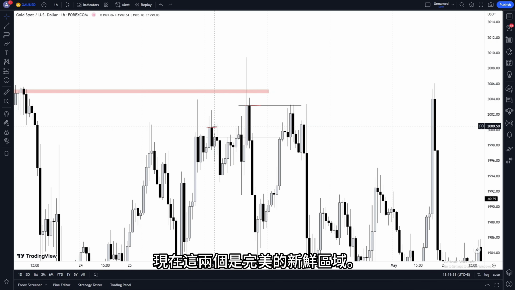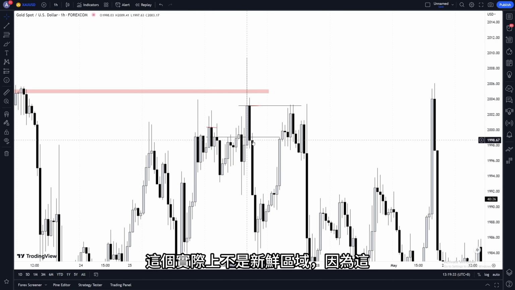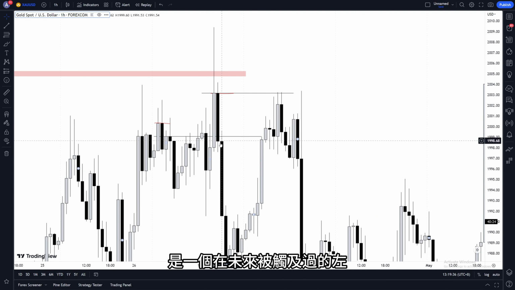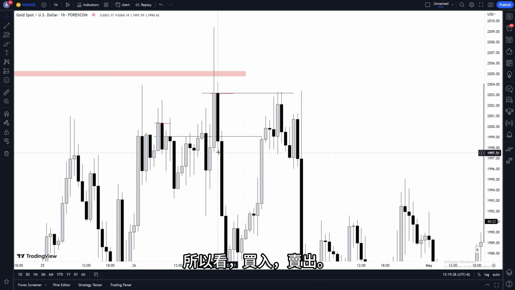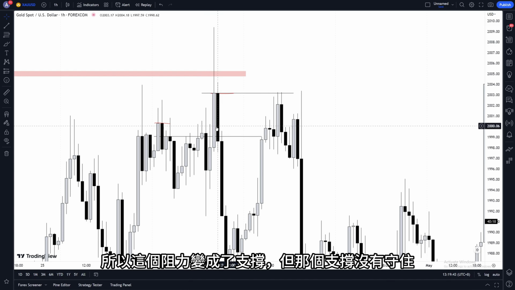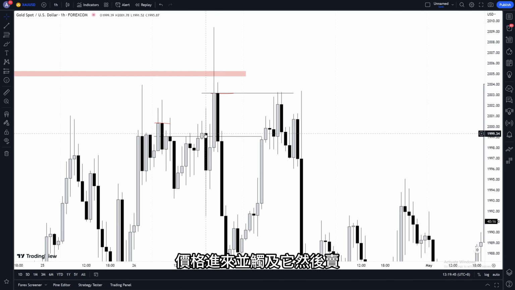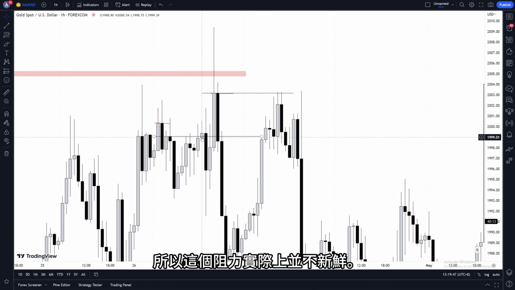Now, these 2 are perfectly fresh zones. This one is not actually a fresh zone because this is a left shoulder that has been tapped in the future. So look, buy, sell. This is a resistance. The resistance breaks, so this resistance becomes support. But that support doesn't hold, and price comes in and taps into that and sells off. So this resistance is not actually fresh.